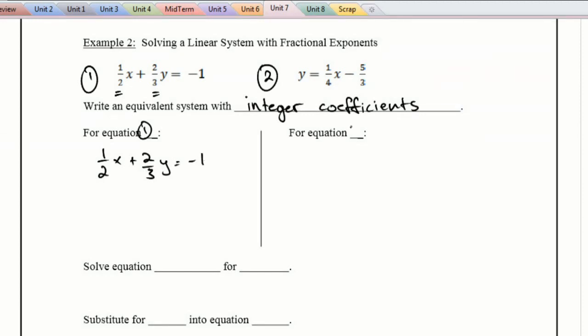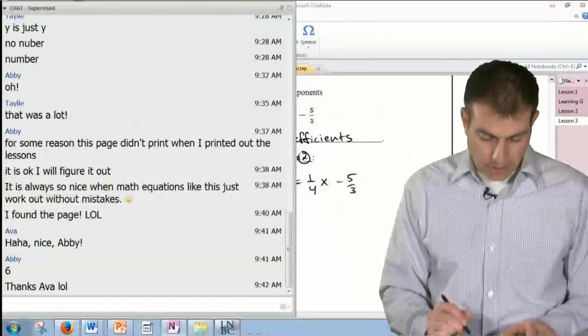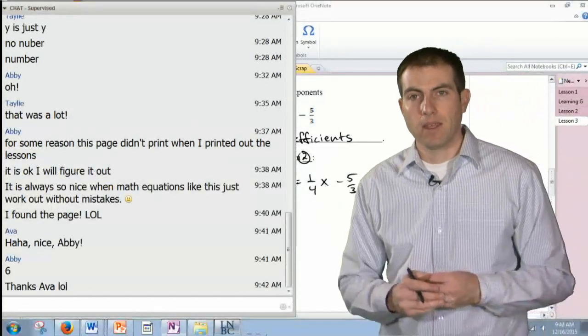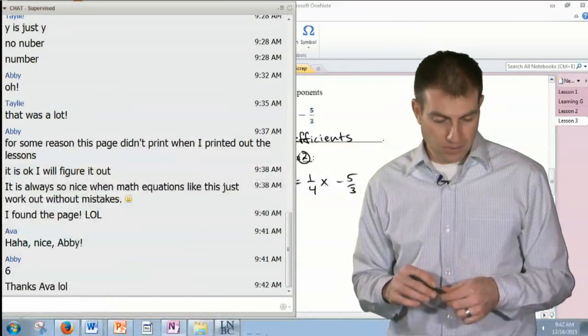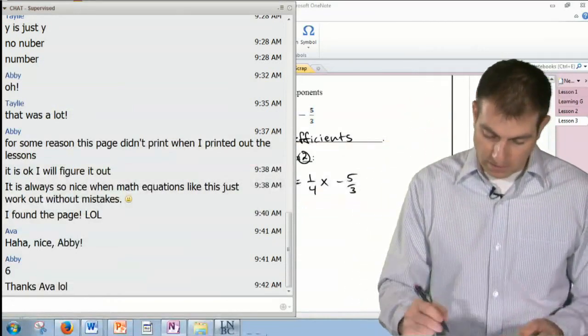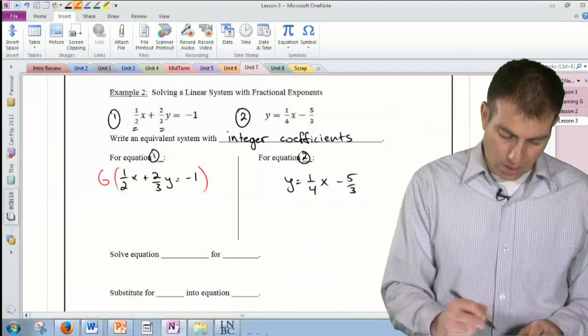And then same thing for the second equation. We're looking for the least common multiple of 4 and 3. What's the least common multiple of those guys? So let's start with the first one here. What can I multiply everything by to get rid of the denominators there? And Ava is on it. Abby has found her page and given the correct lowest common multiple.